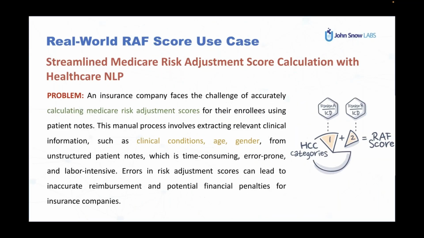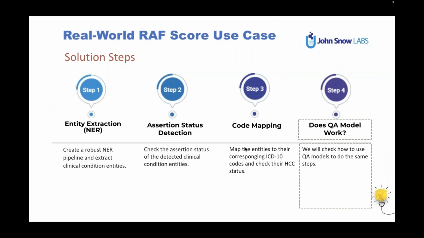So there are some keywords here. The problem is calculating the Medicare risk adjustment score, and it also wants us to check the clinical conditions, age, and gender information of the patients from the clinical note. How can we solve this problem? So we can use the NER models first, right, to extract the entities, but we need to use more than one NER model to have a robust pipeline, right?